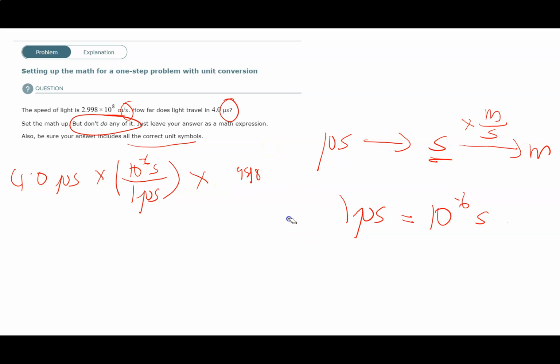2.998 by 10 to the 8 meters for every 1 second. And you can see the microseconds cancel. The only unit left behind is meters. So it just says how far does it travel. It doesn't say that you have to give it in particular units. So this would just return it in meters, and if you wanted it in kilometers you could do another conversion, but it doesn't give you any preferred units for the length, so just keep it simple.